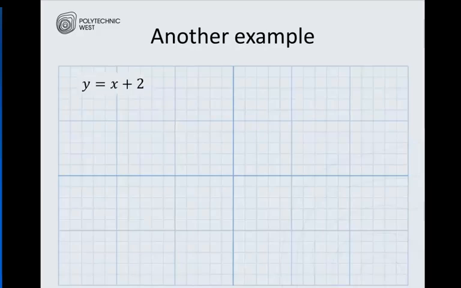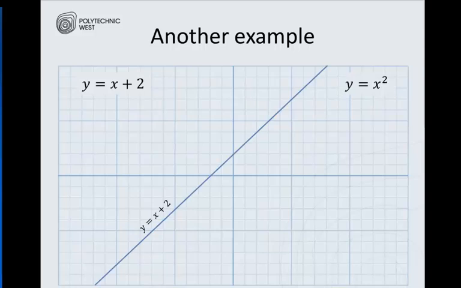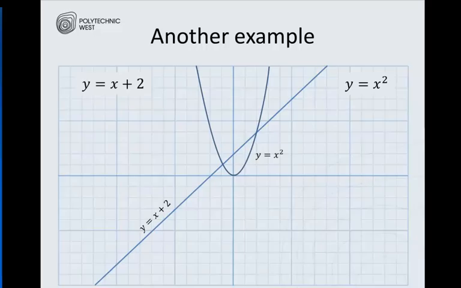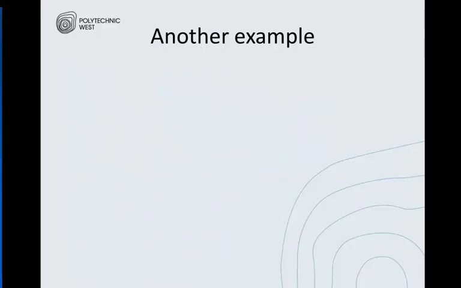Here's another example. If I've got y equals x plus 2 as the linear equation there, and y equals x squared as the quadratic. I could do it from the graph, and looking at it from the graph, I think you'll see it, one of the intersections is at -1, 1, and the other one is at 2, 4, roughly around those numbers. Let's check using the equations.